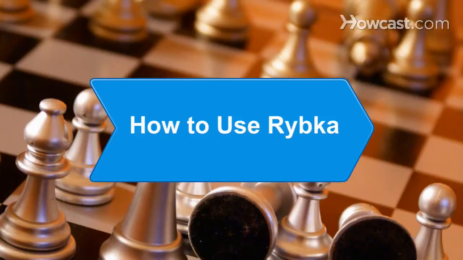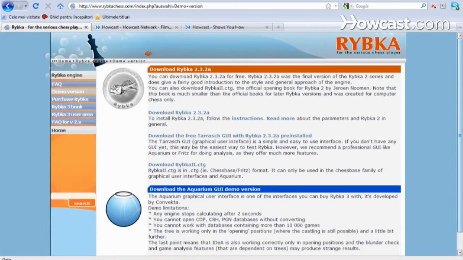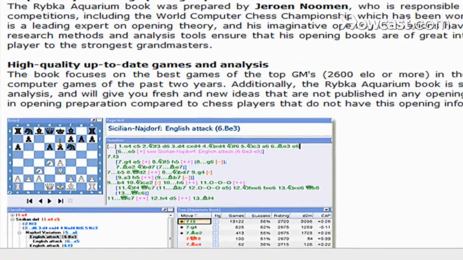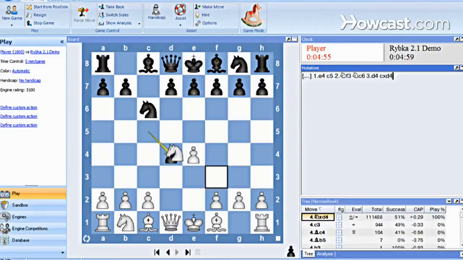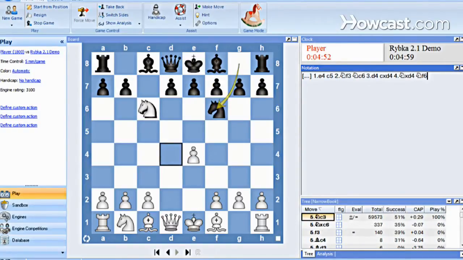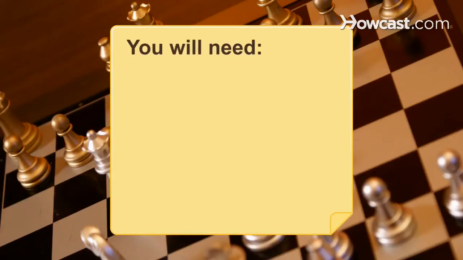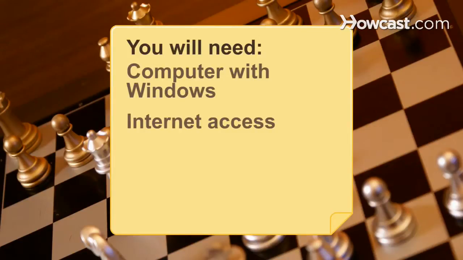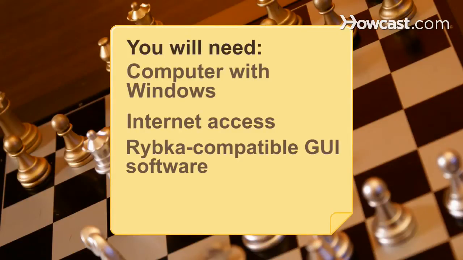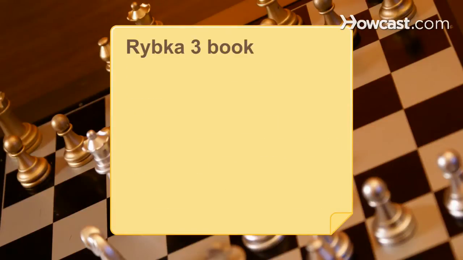How to use Rybka. Rybka is a chess-playing computer software engine created by an MIT-trained computer scientist. If you have Windows, you can play this top-ranked chess program. You will need a computer with Windows, internet access, Rybka-compatible GUI software, Rybka engine software, and the Rybka 3 book.